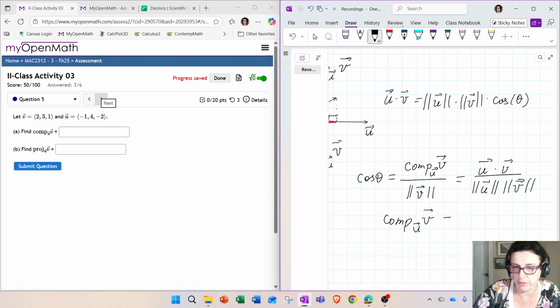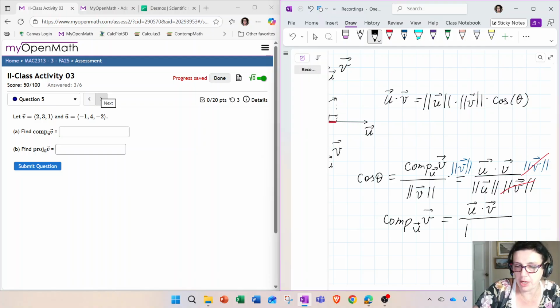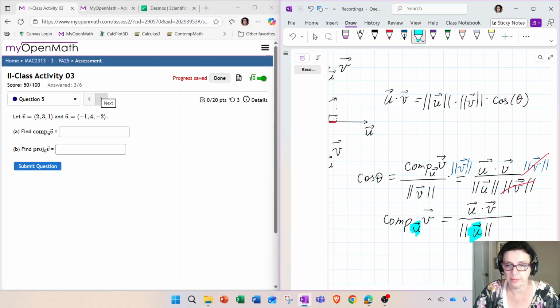So here is what you get. If you multiply everything by the magnitude of v, it's going to cancel. Multiplying by the magnitude of v on this side and also over here, it cancels here, and there is your formula. It's going to be the dot product on the top divided by the magnitude of the vector that you are projecting onto. So it's important to note whether it's v on u or u on v. Remember that whatever you are projecting onto should be on the bottom, okay?